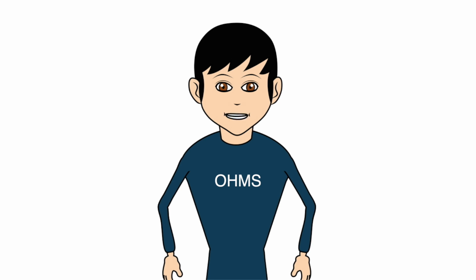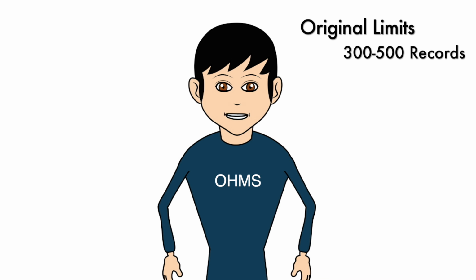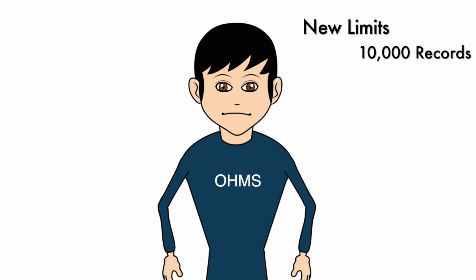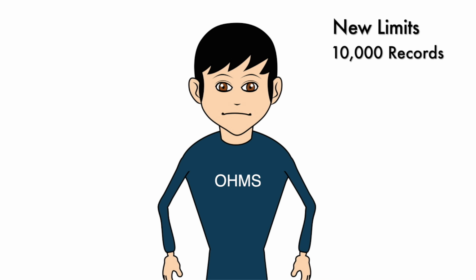Originally, we did impose limits on the number of records that you are allowed to have in your OHMS repository at any given time. So at the Nunn Center, we're constantly exporting, deleting, importing new records, hovering just under 500 records, which tended to get somewhat chaotic and tended to get somewhat annoying. We have now expanded those limits from 300 to 500 records to up to 10,000 records in your OHMS repository.